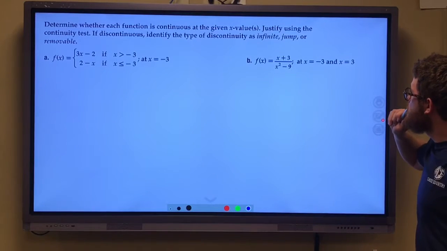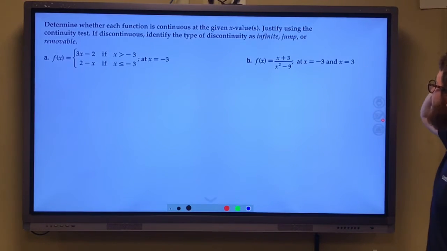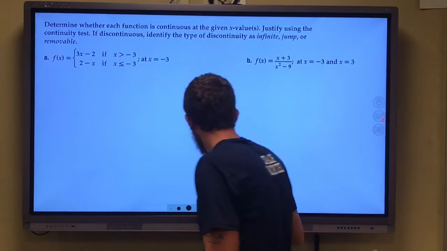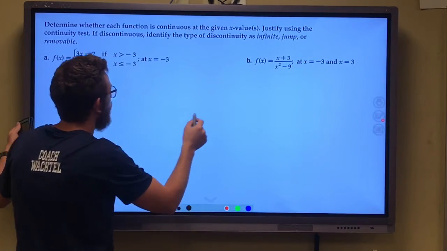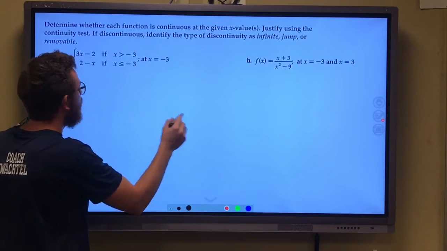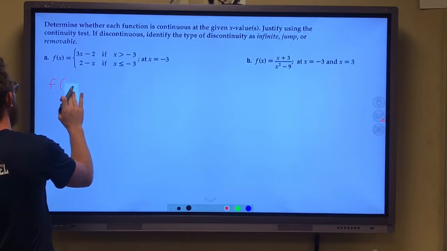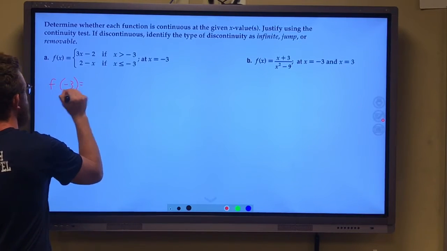Take a look at the second one. We have this function. We want to find, is it continuous at both of these places? Well, I'm going to do each one a little bit separate here. First of all, let's take a look at f of, which one's first? F of -3. Let's look at f of -3 first.